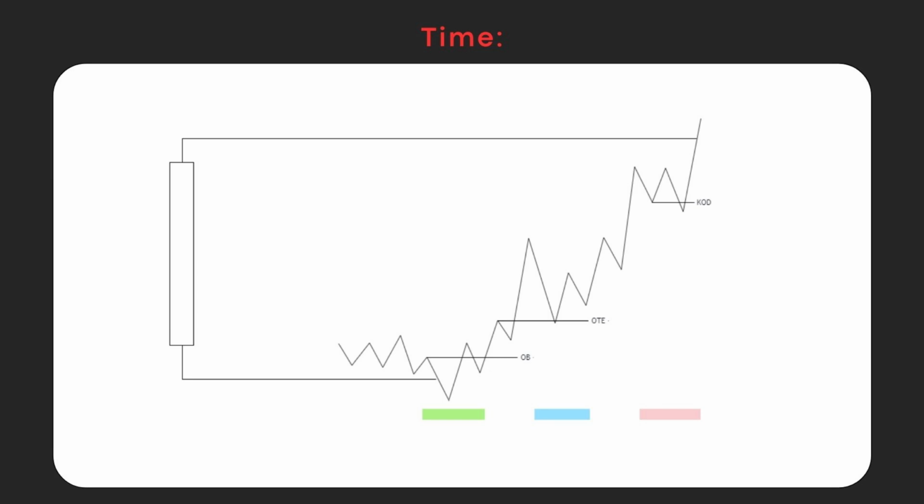You can also see this kiss of death entry, this KOD, happened at a key time too, which is the 11 a.m. macro, which is represented by this red rectangle, right? And all of the moves, the purge, the order block entry, the OTE, and last but not least the KOD, all of that happened at key times, and that's why they worked out perfectly, right?